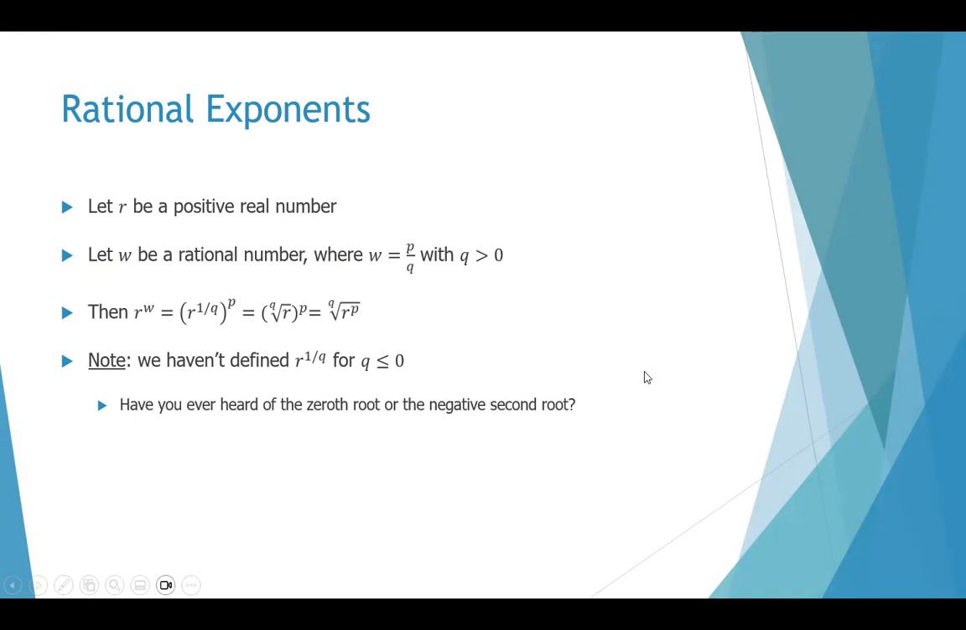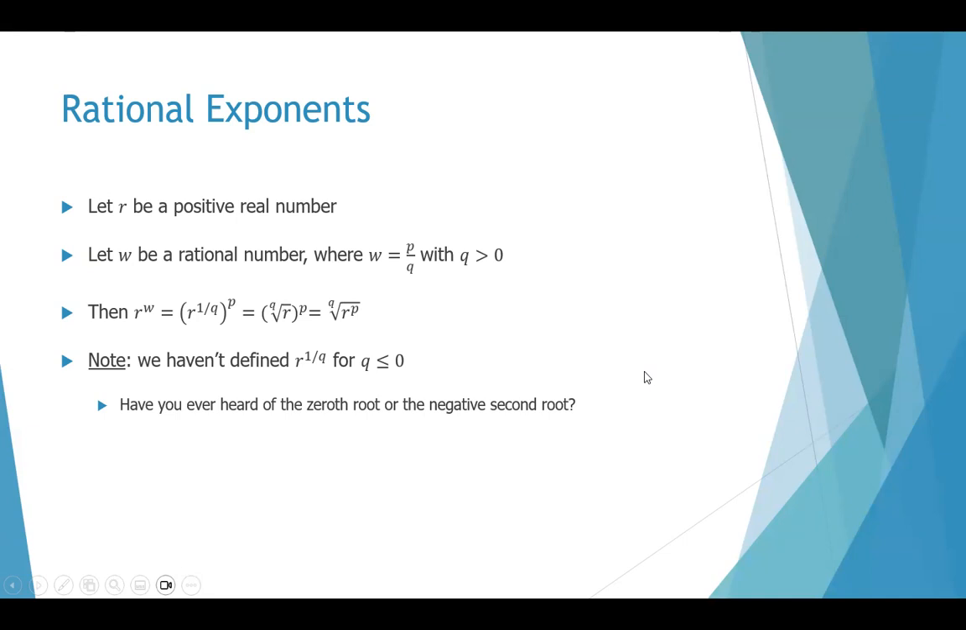Let r be a positive real number. Let w be a rational number, where w is equal to p over q. It's a rational number. And q is greater than or equal to 0. Then r to the w, this rational number, is equal to r to the 1 over q, to the power of p. Right? w is equal to p over q, so this would give us, if we multiplied them, r to the 1 over q times p would be r to the p over q.